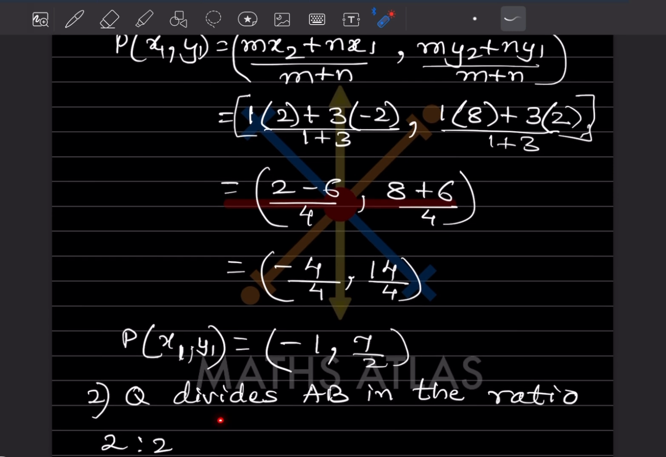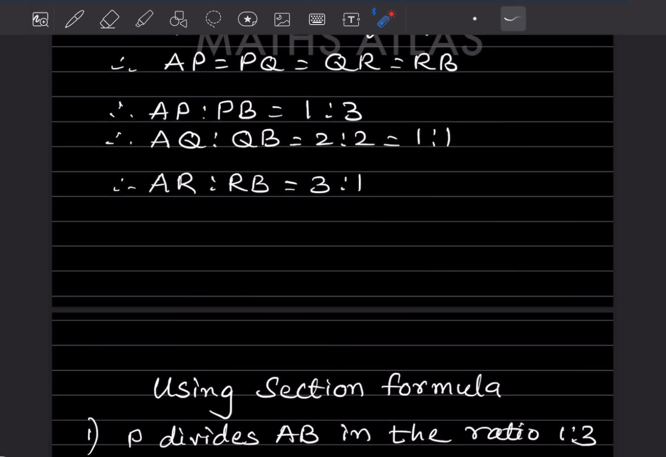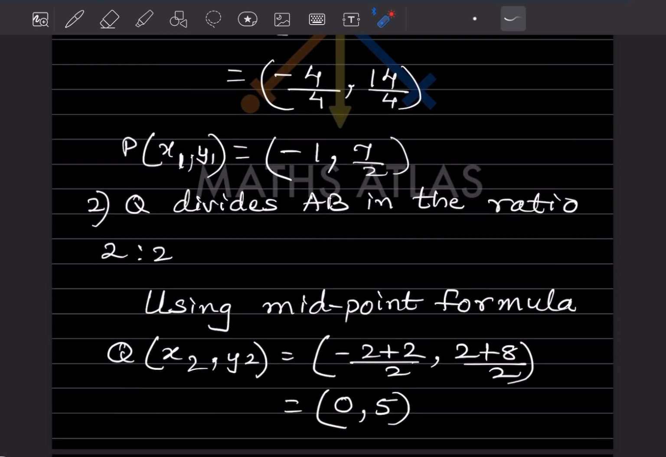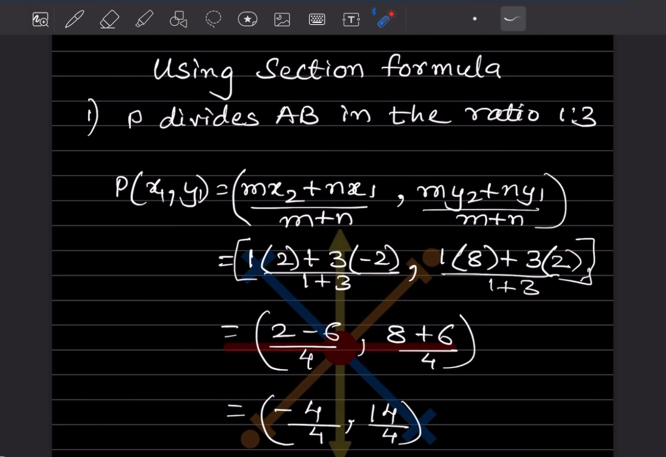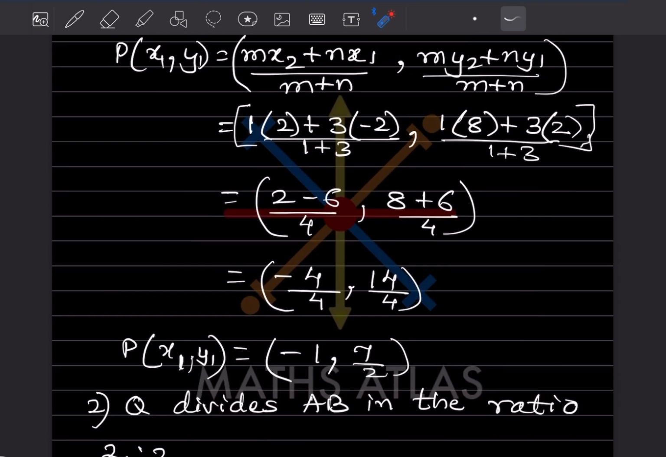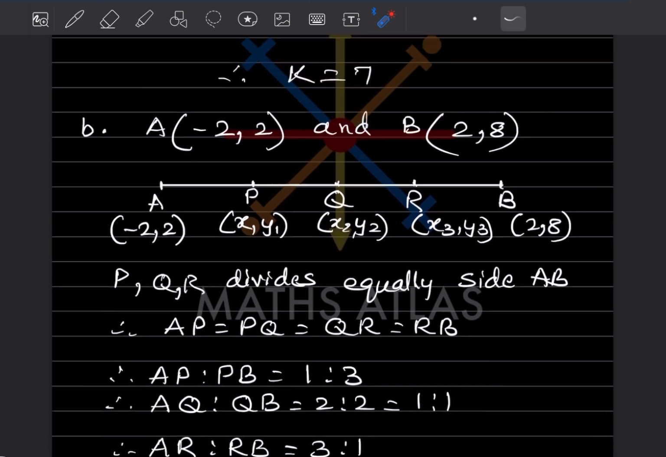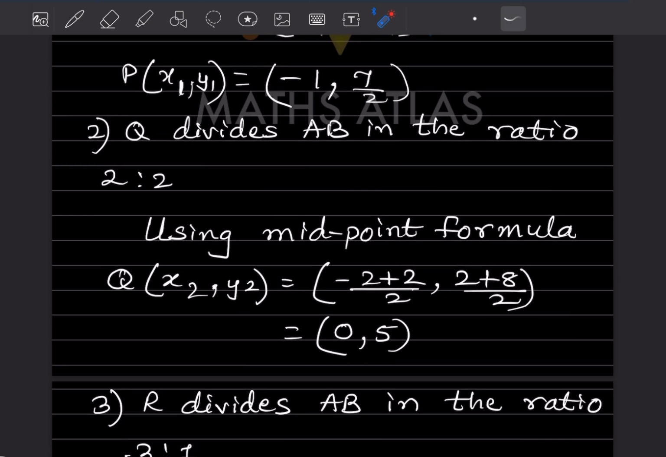So now we got the coordinates of P. Now we can see Q divides AB in the ratio, what is given? 2 is to 2, so that we can also write as 1 is to 1. So again we are going to use the midpoint formula. Again repeat the formula, and just put the values in that. These are the m and n values, and you already know the values x2, y2. So this is 0 and 5.